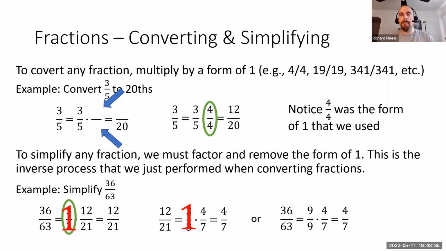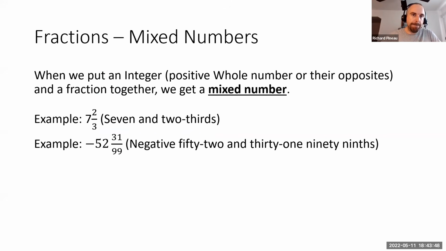Converting fractions, we multiply by a form of 1. To simplify a fraction, we have to factor and remove the form of 1. So those two things you may be asked to do in the computations to come.